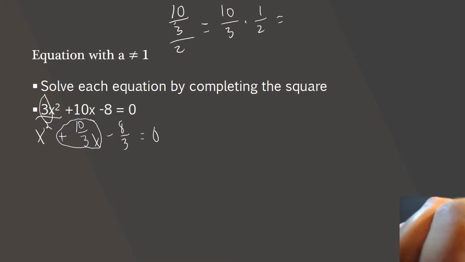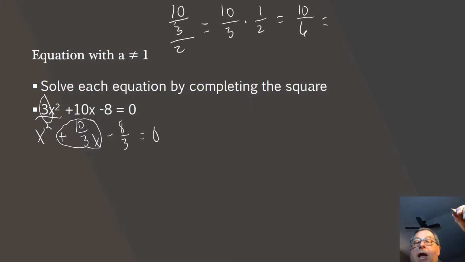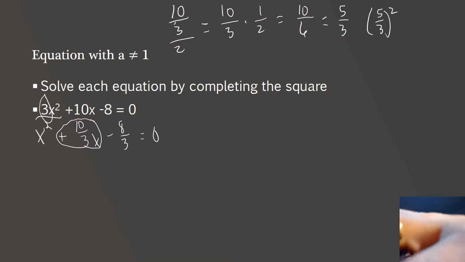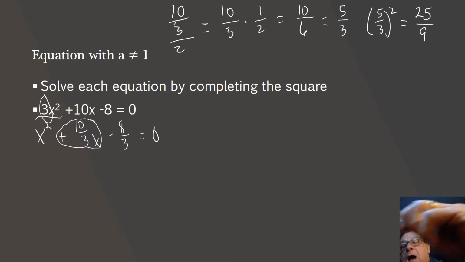And when we do, that's going to give us numerator times numerator, 10 times 1 is 10, and 3 times 2 is 6. And I see that I can reduce that because both 10 and 6 are divisible by 2, to 5/3. Now that's going to be our factor, but as far as completing the square, we're going to take that 5/3 and we're going to square it. And so that's going to give us 25 over 9.